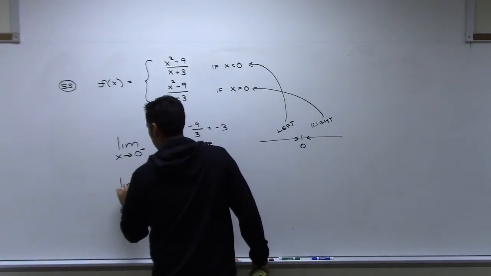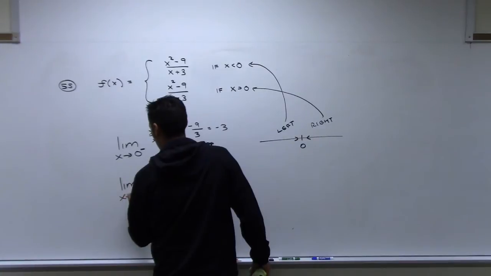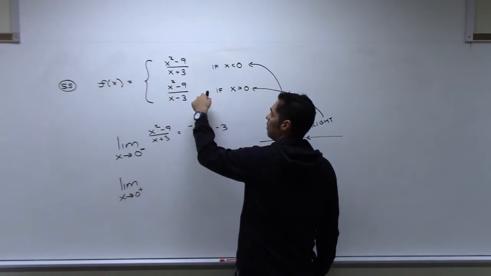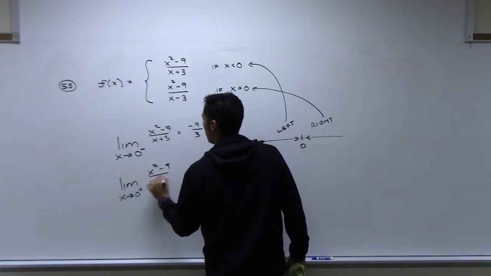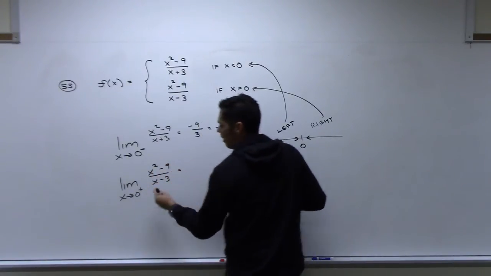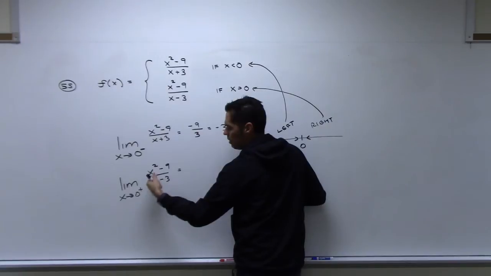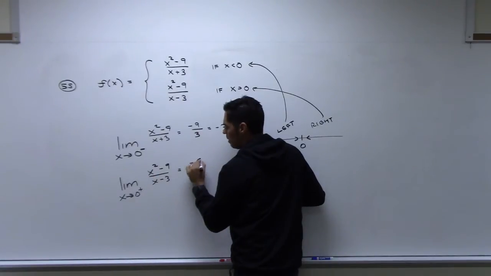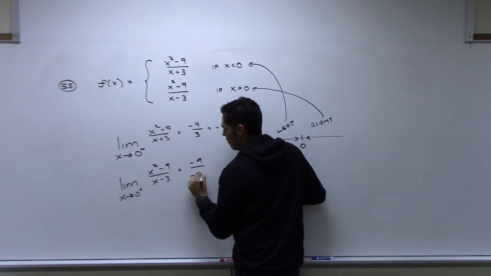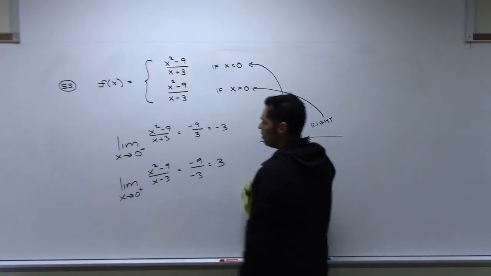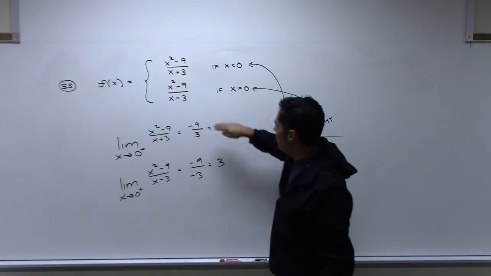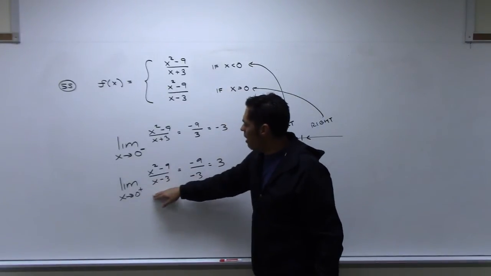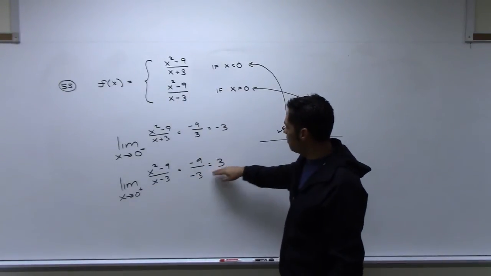From the right, we have to be in this function. So it's x squared minus 9 over x minus 3. And let's go ahead and do a direct substitution of 0 in here, and we get negative 9 on top, and we get negative 3 on the bottom, and that's positive 3. So notice that the limit from the left required us to be on that function, which gave us negative 3. The limit from the right required us to be on this function, and that gave us positive 3.